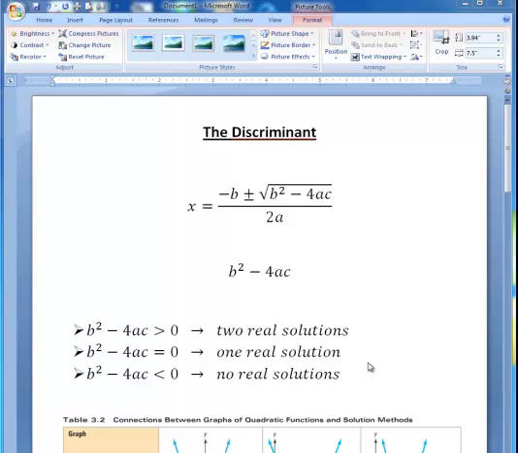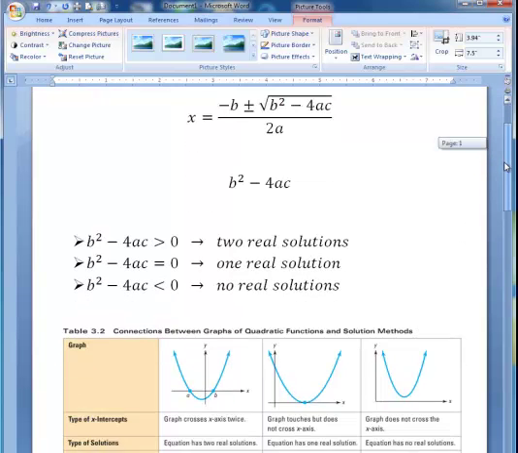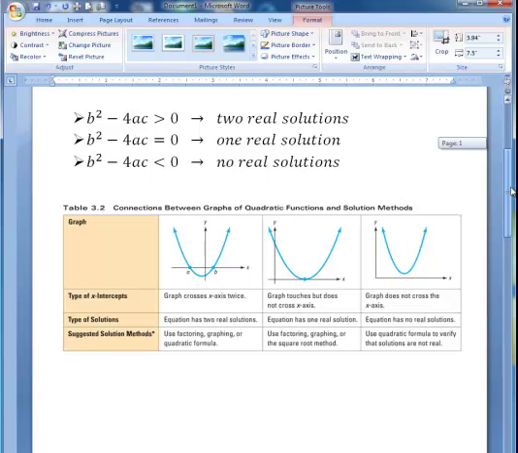Now, what is this really telling us? Well, we think about it in terms of graphing. We look at our table down here. We have three situations. You'll notice these parabolas. My first parabola intersects the x-axis twice. My second parabola intersects the x-axis once. And my third parabola does not intersect the x-axis at all. Well, this corresponds to my discriminant.